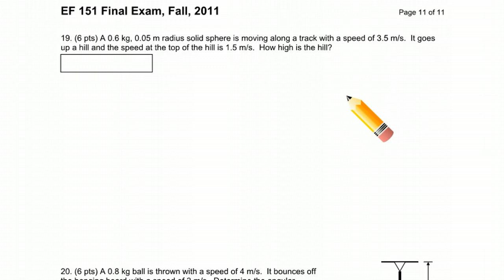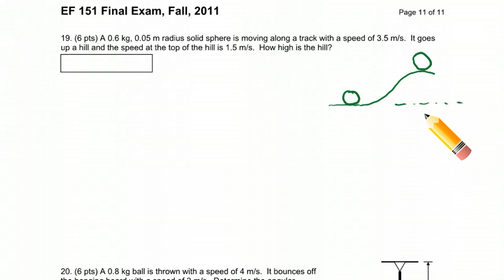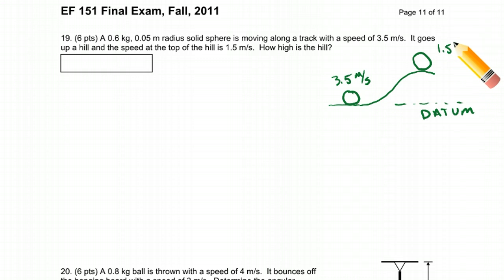Alright, so quick sketch here. Here we are at the bottom. At the top. So we'll use an obvious datum at the bottom of the hill for gravitational potential energy. We're given the speed 3.5, and we are assuming it's rolling. And speed up here is 1.5.